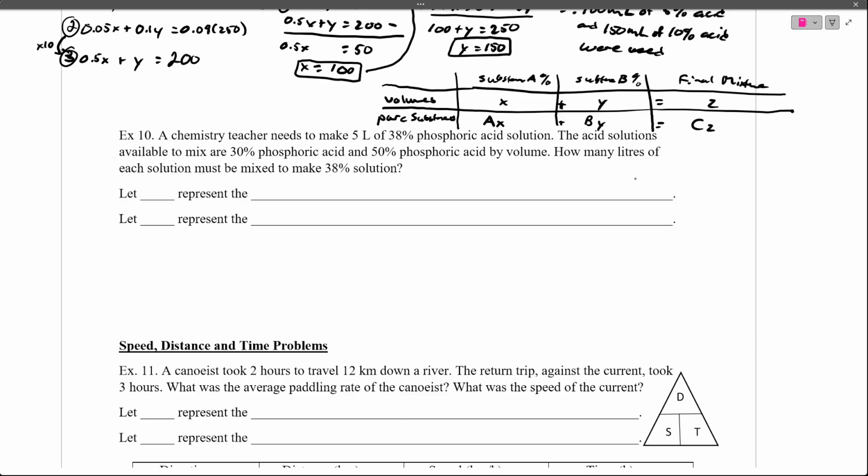And you're like, I still don't understand, Mr. Lane. That's okay. Let's do an example so you actually see this. So a chemistry teacher needs 5 liters. There's our total. That's going to be our Z.